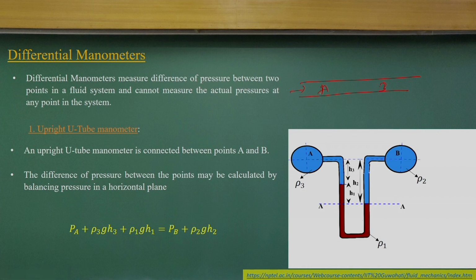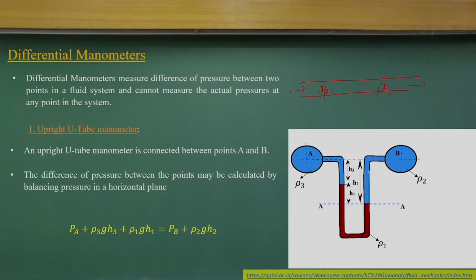At these A and B locations, I want to know the pressure difference between these two points in this pipe flow. I am not worried about the absolute pressure at A or the absolute pressure at B. I am looking for the relative pressure, the difference between these two points. That means I am looking at PA minus PB, which is driving the flow from one side to the other. So we use differential manometers, which measure the difference of pressure between two points in a fluid system.